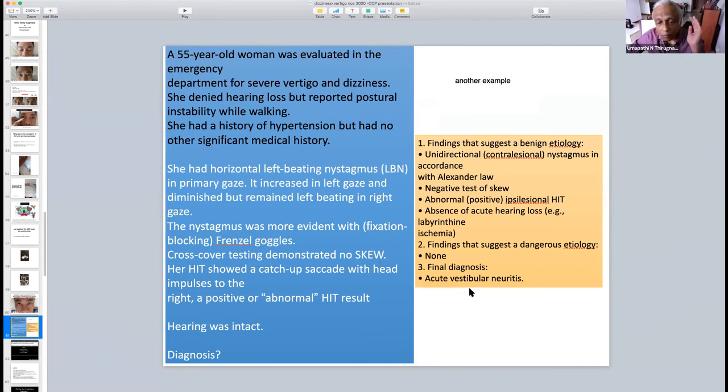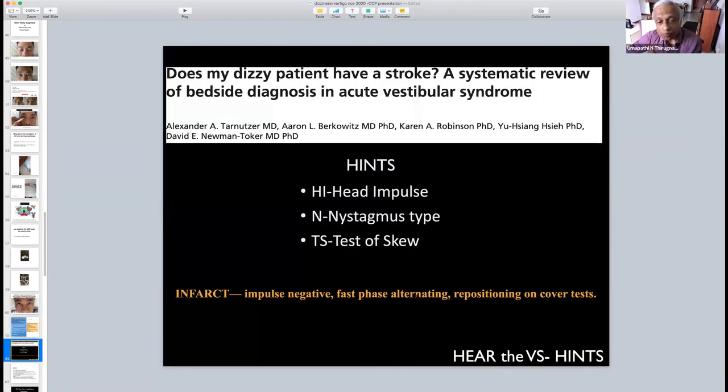Okay, so you can be more than 95% certain that this lady doesn't have a stroke, she has acute vestibular neuritis, and you can manage her without the need for an MRI, okay? Because her head impulse was positive and the nystagmus was so classically peripheral, but she had no skew deviation. As opposed to the earlier patient where the head impulse was negative, and the nystagmus looked peripheral in nature, but he had other central nervous system features. So straight away that tells you, even without the scans, that patient has got a central nervous system problem.